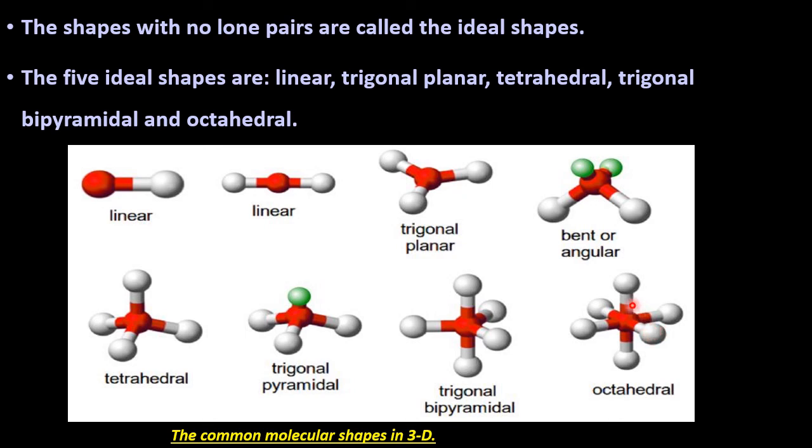Then one on the top and one below the base. Please join all the vertices to top and bottom. It exactly looks like an octahedron. So 1, 2, 3, 4, 5, 6. These two are linear only. These 5 are called what? Ideal shapes, because there are no lone pairs. The two in green have lone pairs, so they are slightly disturbed. So they are not called ideal; they are non-ideal. These are the ideal shapes.